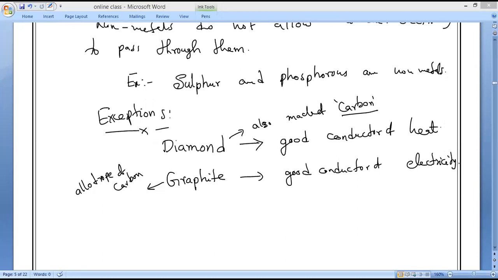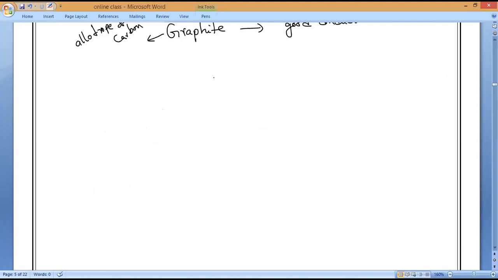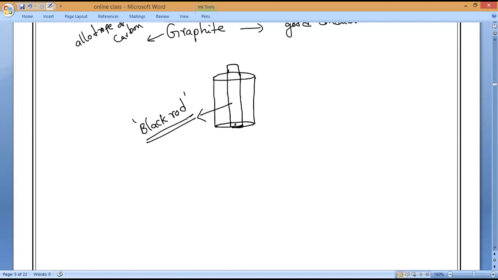That is why you can see dry cells. Do you all know dry cells? Please respond. It's a battery. Batteries are normally small like that. Inside you might be having some kind of carbon rod, a black color rod. This black rod is actually a graphite rod, because it is a good conductor of electricity.